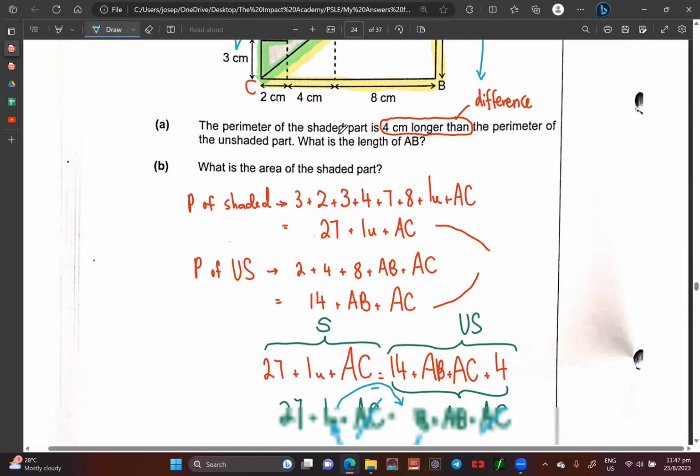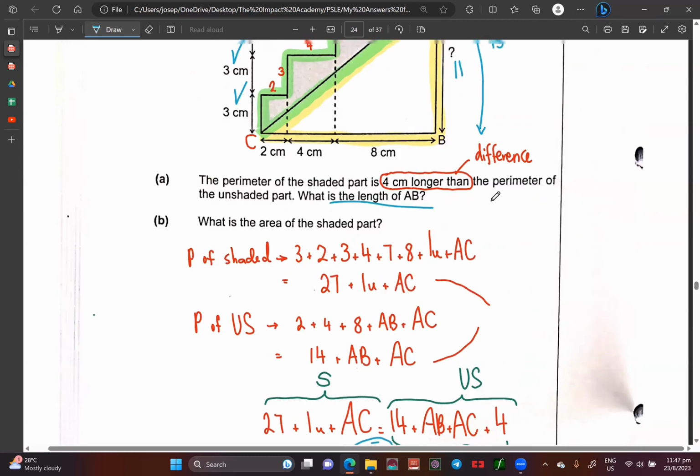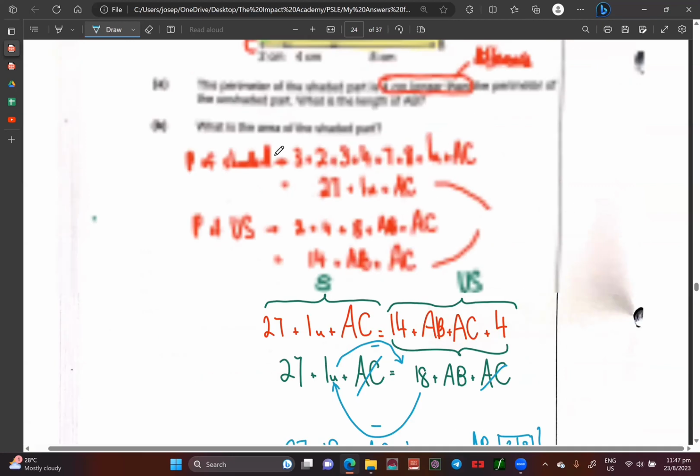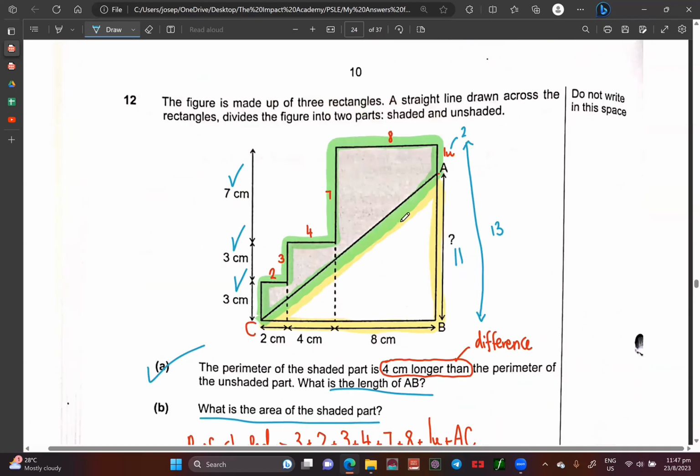So once this is done, oh wow, I have solved the question. The question says, what is the length of AB? So we know that the length of AB has to be 11. Now once this is done, you can of course solve B. It says, what is the area of the shaded part? Now you can see the shaded part is over here.